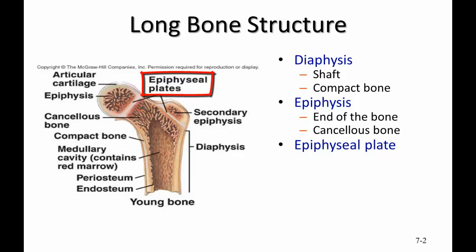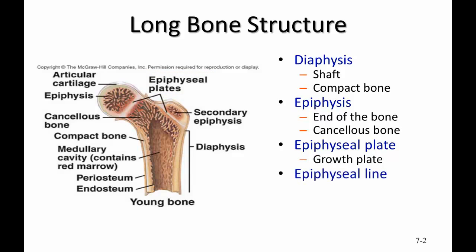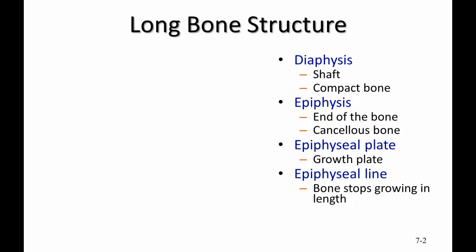Pretty much the growth plates are what's left over as the child is still growing. And again, we call them epiphyseal plates. And as the child eventually reaches adulthood and stops growing, these epiphyseal plates then become the epiphyseal lines. So let's take a look at an epiphyseal line.